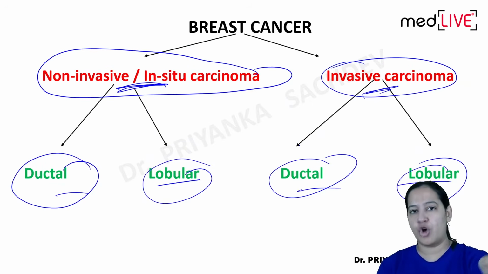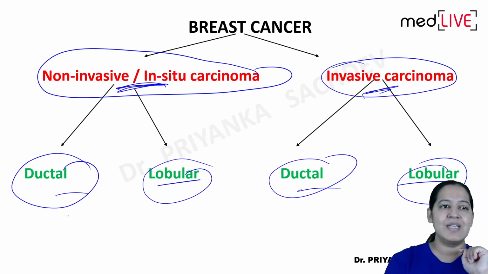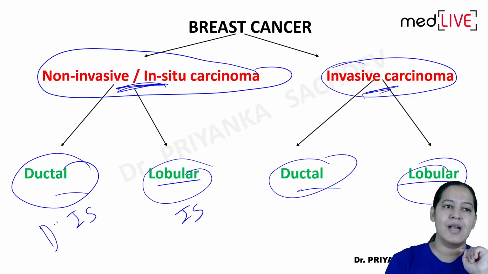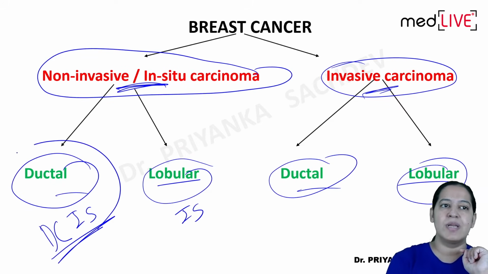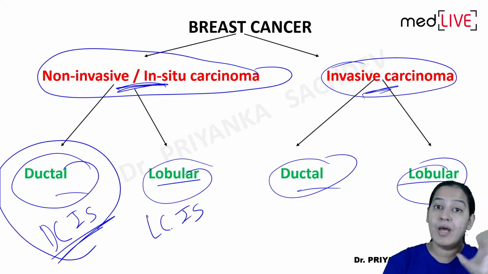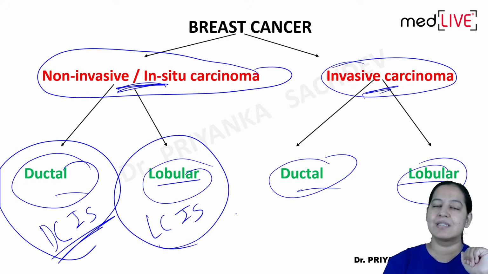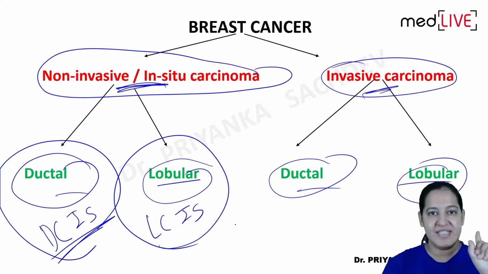One more thing. What is the short form of each of them? This is known as in situ carcinoma, that is ductal carcinoma in situ, DCIS. This one is known as DCIS. This is lobular carcinoma in situ, known as LCIS. So these are standard short forms. If I say DCIS, LCIS, I mean these two.